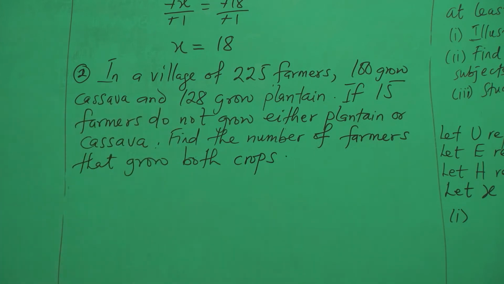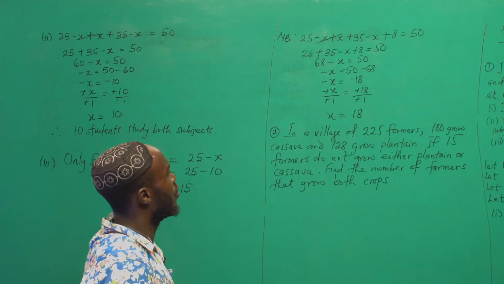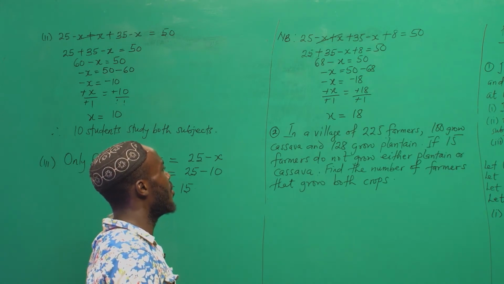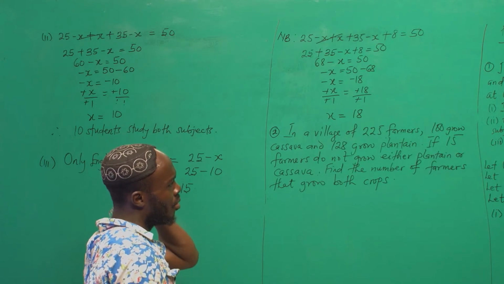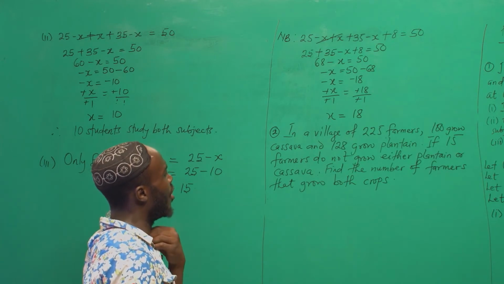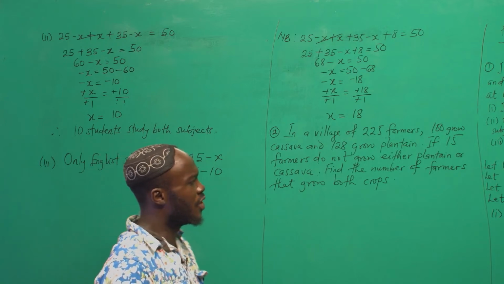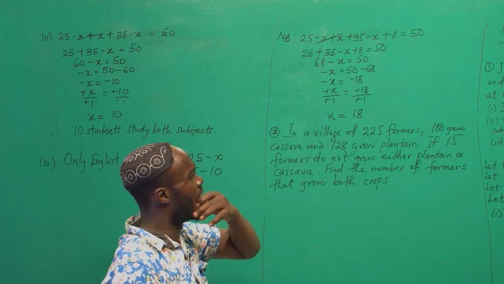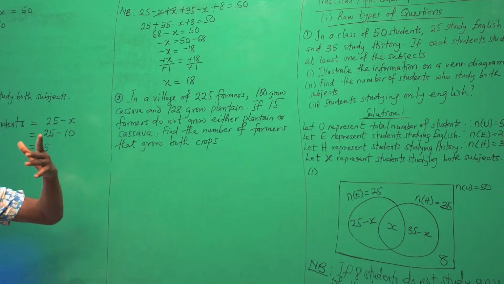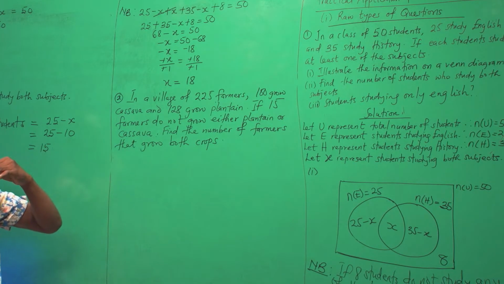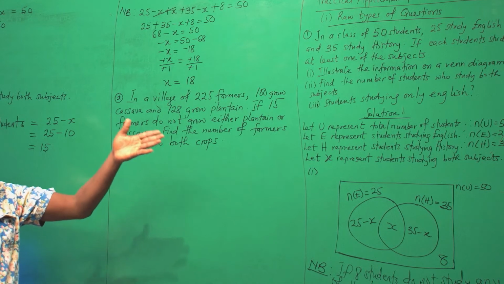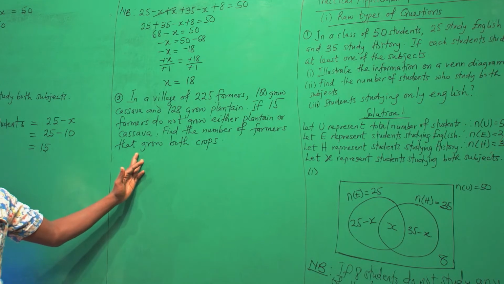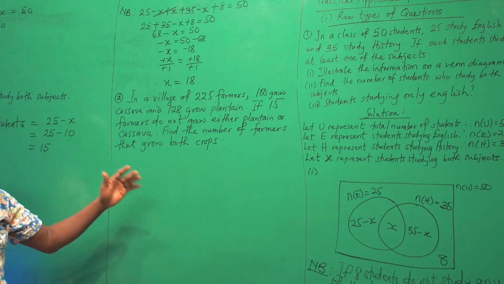Okay, so this can be another question. In a village of 225 farmers, 100 grew cassava and 128 grew plantain. If 15 farmers do not grow either plantain or cassava, find the number of farmers that grew both crops. So you could see that in this question, they didn't say to illustrate the formation of a Venn diagram. Find the number of students who study this, or find the number of farmers who grow both. Even though you have not been asked to represent it on a Venn diagram, you could do that to help you solve such a question.